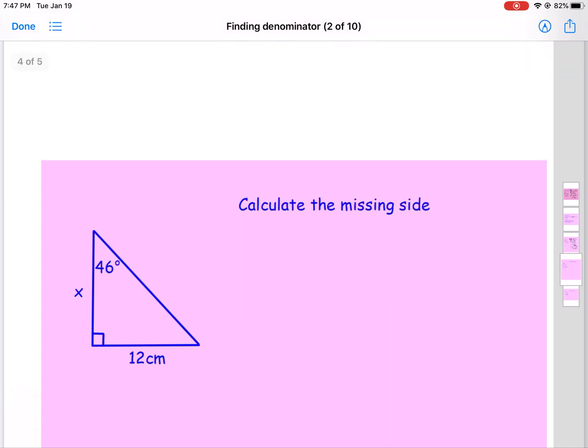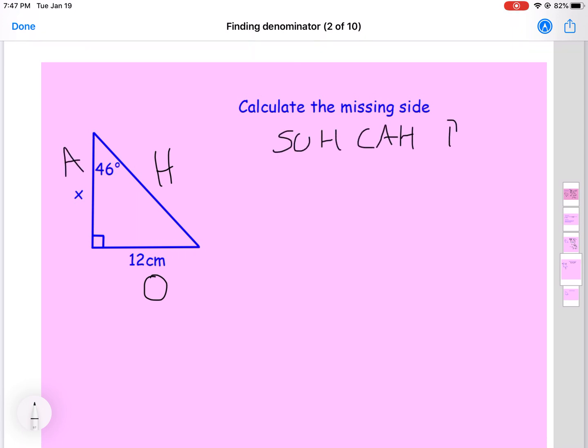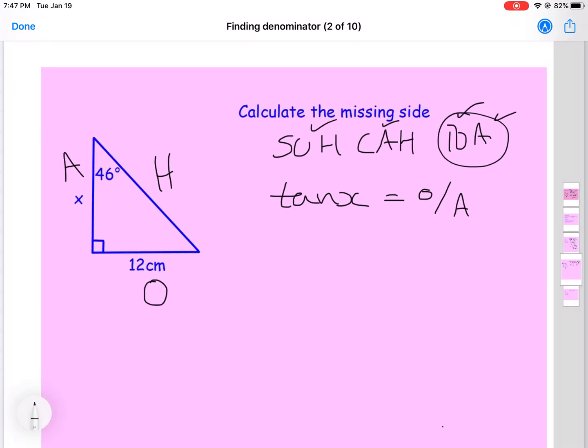The next one is very similar, possibly just a different function that we'll have to use. Label the sides first of all: opposite here, hypotenuse, and then adjacent. Writing down SOHCAHTOA. We've got the opposite and the adjacent this time, so we are using tan, and that is tan x equals opposite over adjacent. X is the angle, remember, so that's tan of 46. The opposite is 12, and the adjacent has an x on it, so that's what I'm trying to find.